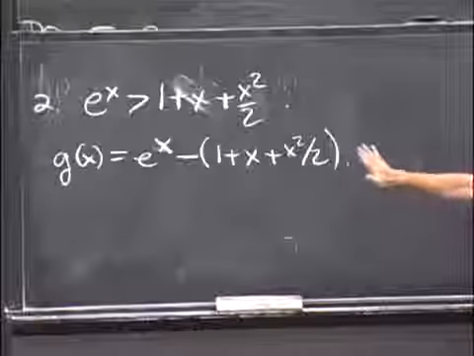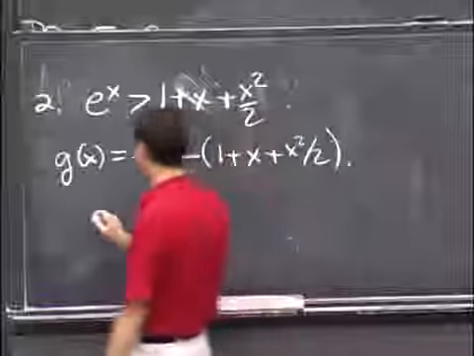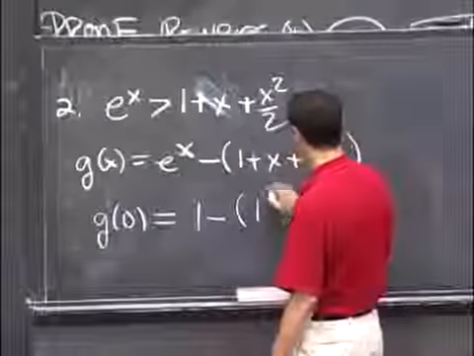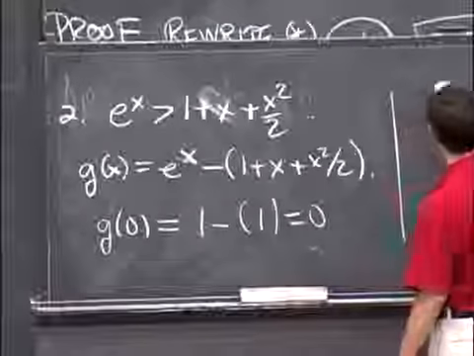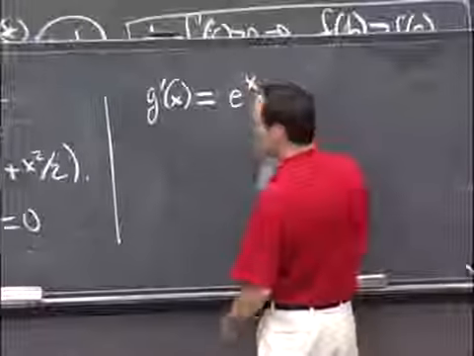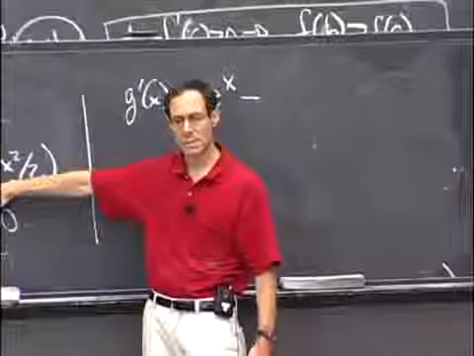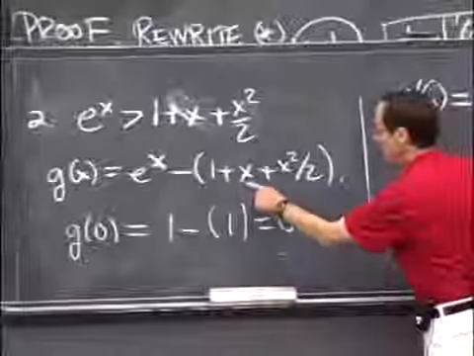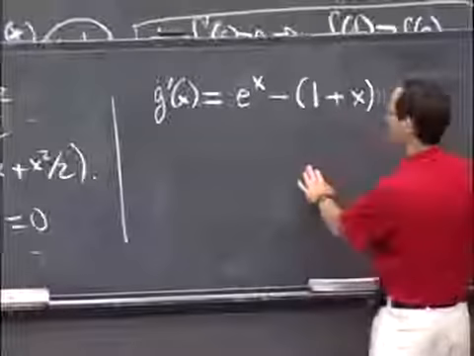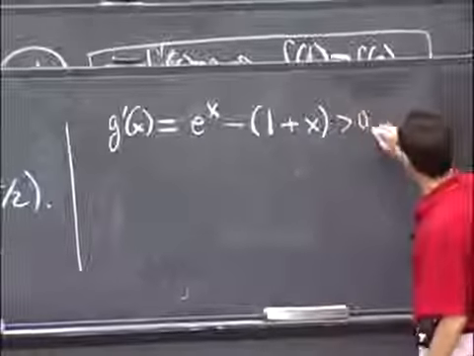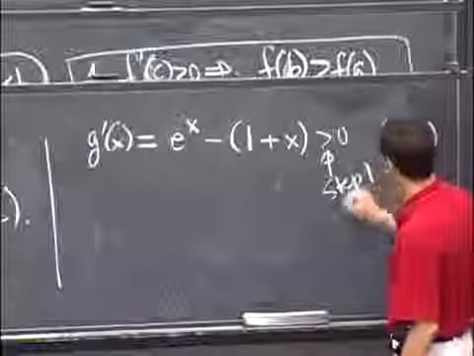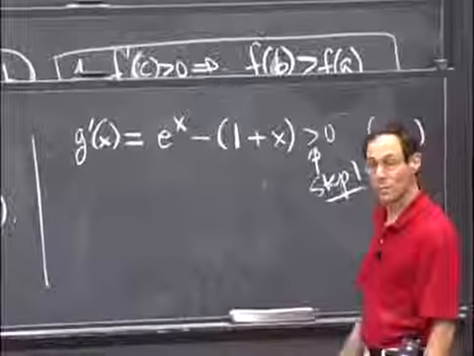And now I'm just going to do exactly the same thing I did before, which is I get started with g of 0, which is 1 minus 1, which is 0. And g prime of x is e to the x minus, now look at what happens when I differentiate this. The 1 goes away, the x gives me a 1, and the x squared over 2 gives me a plus x. And this one is positive for x greater than 0 because of step 1, because of the previous one that I did.